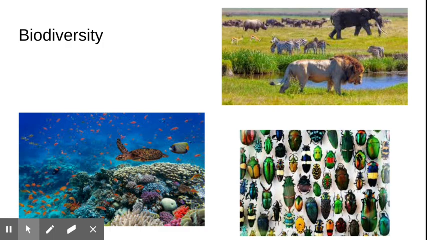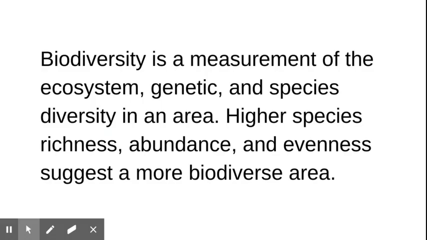All right, so hopefully you've written down what you thought biodiversity is, and let's compare that to what we've got. It's probably not going to be the same because we've got some pretty technical jargon in ours. But biodiversity is a measurement of the ecosystem, genetic, and species diversity in an area. Higher species richness, abundance, and evenness suggest a more biodiverse area. So take a second, hit pause, write that down in your sheet as our actual definition of biodiversity for this class.